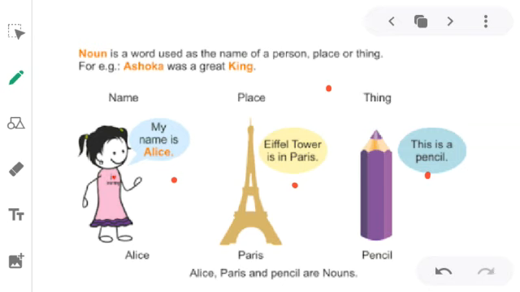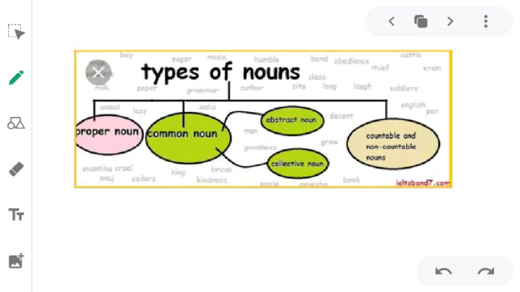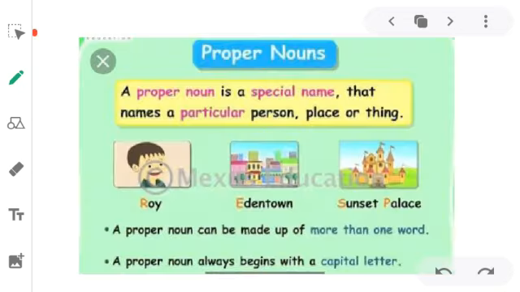It could be any name like Alice over here, and it could be any place like Eiffel Tower, and it could be anything like pen, pencil, sharpener. Now we have some types of noun over here: proper noun, common noun. We have subdivisions of common noun like abstract noun and collective noun, and the third type of noun is countable and non-countable noun.